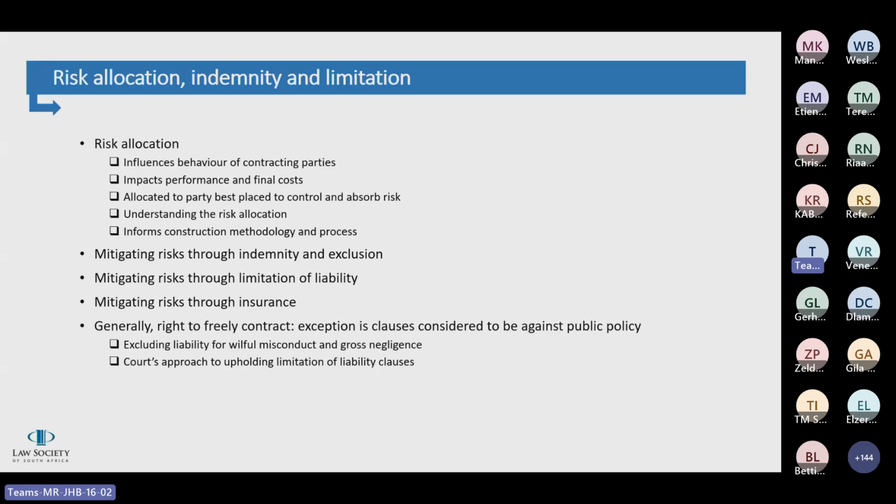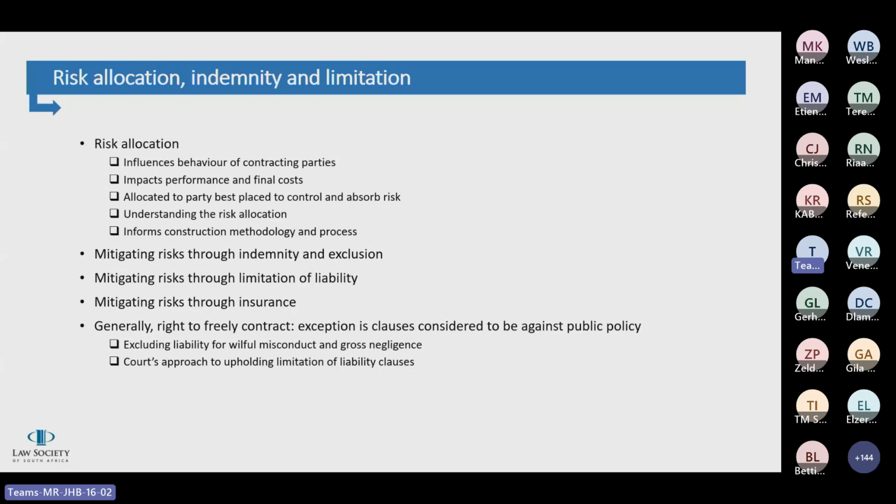Where there is a proper allocation of risk, it influences the behavior of the contracting parties, that they know that there's certain things that they are going to have to stand for, and it just influences how they behave and how they mitigate and manage those risks. Properly allocated risk can also lead to good performance and to keep your costs within the budget. So it also informs your construction methodology and the process that a contractor uses to complete their works.